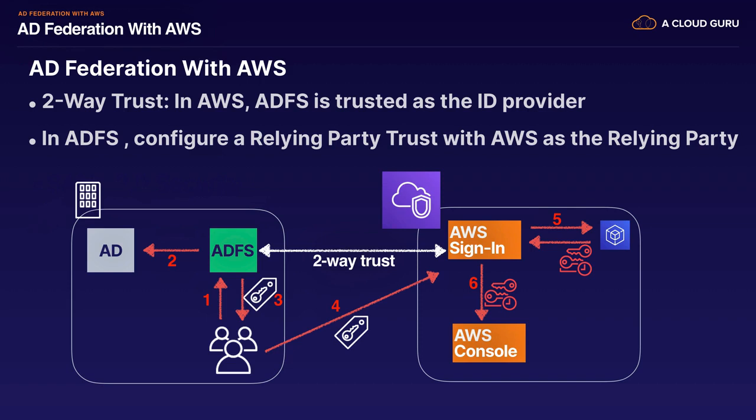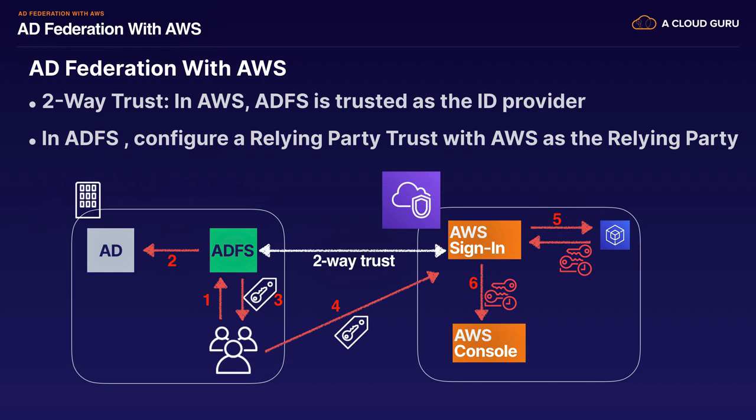So once the two-way trust is configured, the first step in the sign-in process is that the user will log into ADFS using a special ADFS sign-in webpage, and they provide their Active Directory username and password, so their normal corporate credentials. Then in the second step, ADFS will authenticate against the Active Directory. And then once the user is authenticated, the third step is that ADFS sends back an authentication response, and that response is in the form of a SAML token.